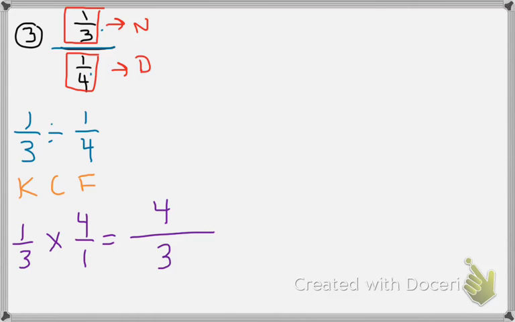Now, in order to change that to a mixed number, we have to divide. Top in, bottom out. 3 goes into 4 once. 1 times 3 is 3. 4 minus 3 is 1.